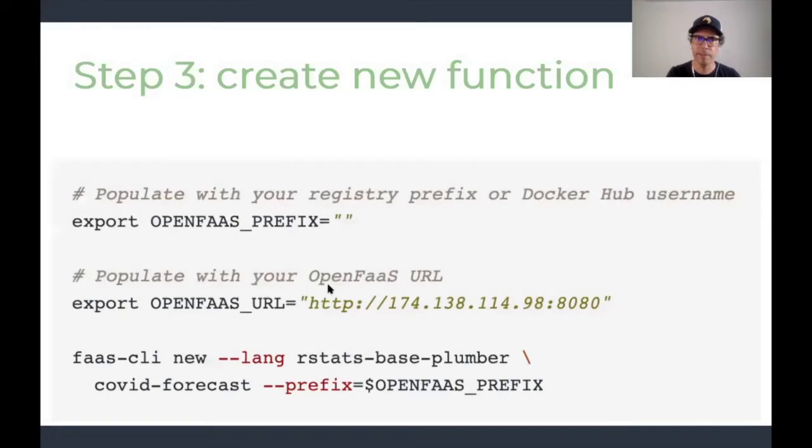Now that we made the decision of which template to use, the next step is to create a new function. The template naming follows the rstats, parent image, server framework pattern. We define 2 environment variables, one for the Docker Hub username or any other registry prefix. The second is the IP address or domain name for your OpenFaaS cluster. We pass the template name, the function name, and the prefix as CLI arguments.